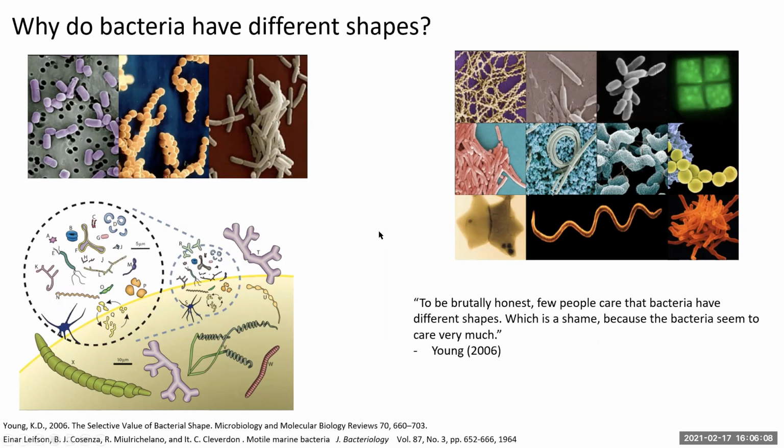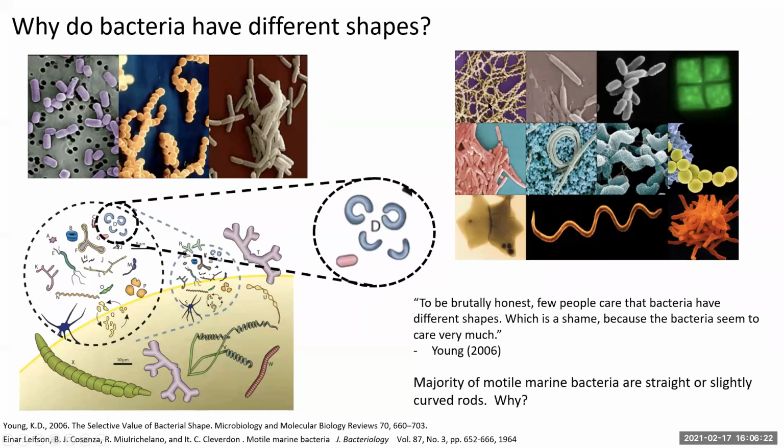And there's this great paper by Young, and this great quote, which is about most people not really caring very much, it would seem, about these shapes, even though bacteria seem to have evolved these shapes very purposely. So what I started to think about at some point were these comma-shaped species, these vibrios and other things that are curved rods. It turns out in the ocean, I have a lot of experience in oceanography departments and such, most motile bacteria are either straight or slightly curved rods. So why are there so many of these things out there? That's what I wanted to ask.